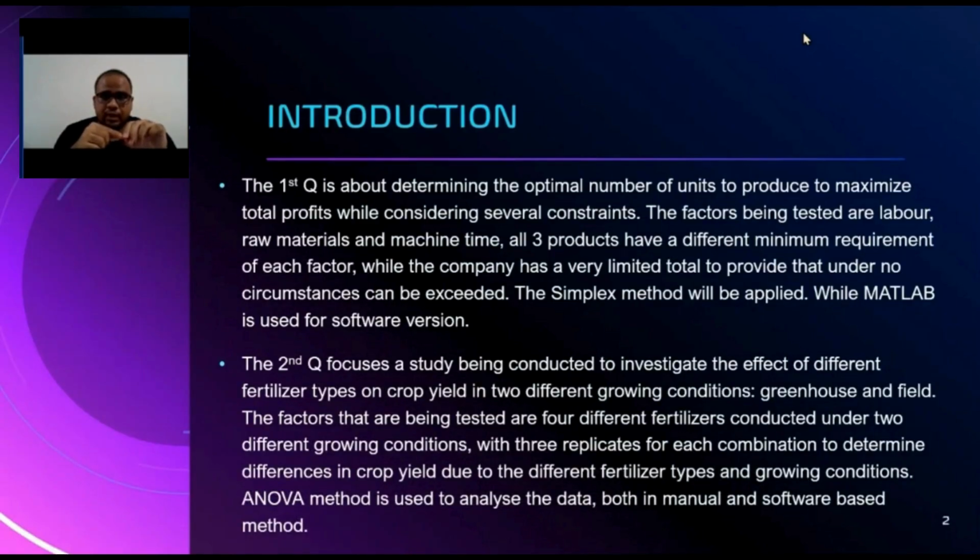in the software. The second question is a study of fertilizer types, and it goes with two different growing conditions: greenhouse and fields. Being tested are four different fertilizers in both these conditions with three replicates to make sure that the data preserved is correct. For the manual method, ANOVA was used, and for the software, instead of MATLAB, the second answer used the Microsoft Excel spreadsheet software. Now we'll move on to the results and interpretation.